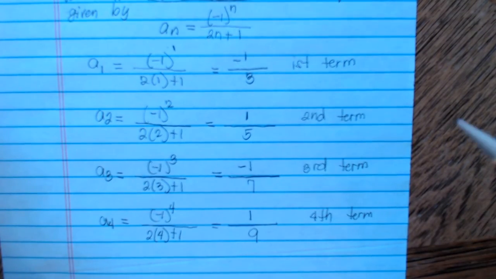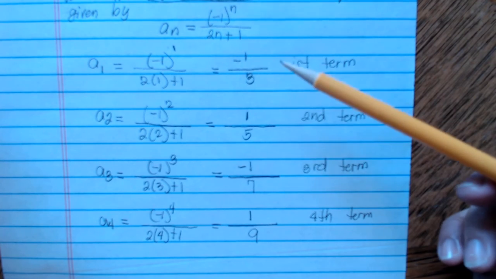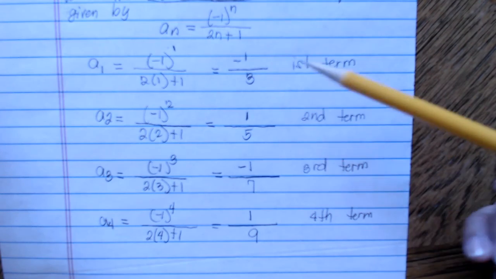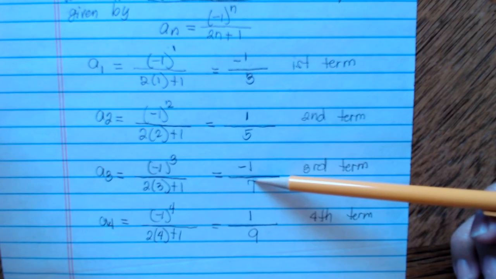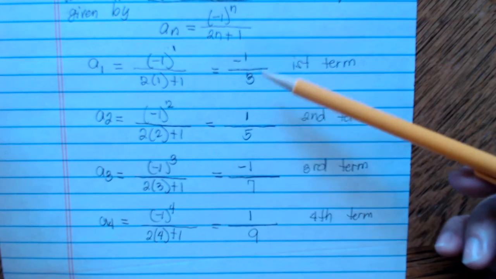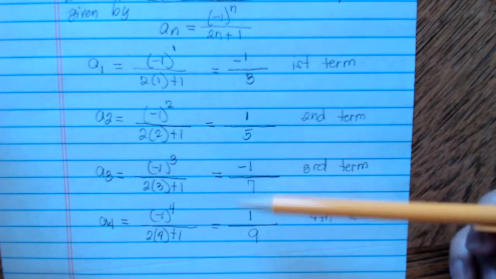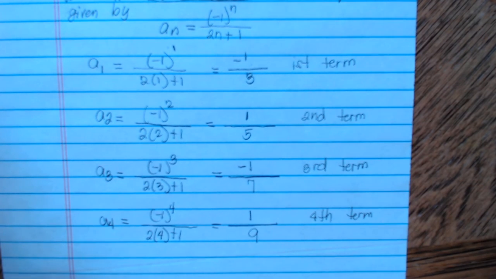So if you look at your terms, it's alternating. It alternates in sign: negative, positive, negative, positive. So this is an example of a sequence whose terms are alternating. Okay, guys?